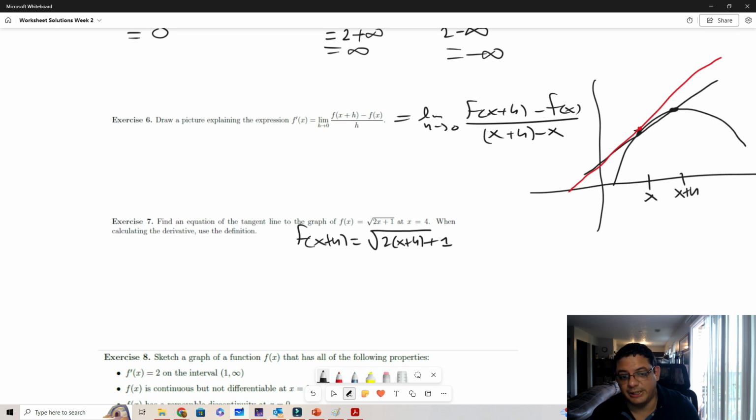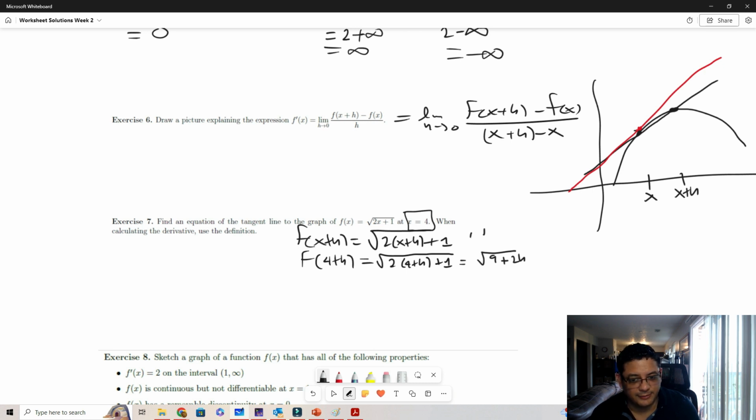Oh, but we don't really need a specific x because we want to calculate at x equals 4. So we can use it with 4 here. So instead of using x plus h, I'm going to use 4 plus h. And so f of 4 plus h will be the square root of 2 times 4 plus h plus 1. That I can actually find out what that is. This is 8 plus 1, 9. So this is 9 plus 2h. So this is what f of 4 plus h becomes.